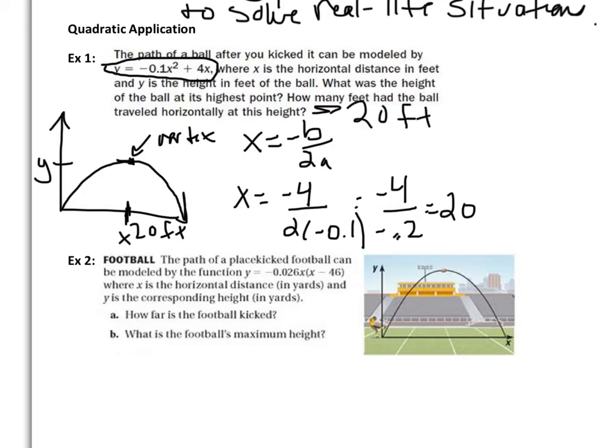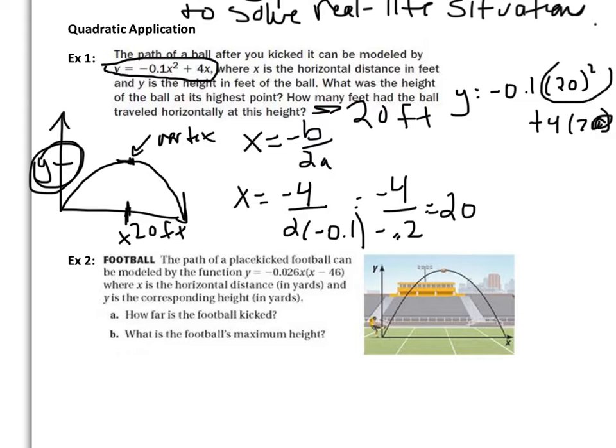Now, what's the height? That has to correspond with that y value, remember? So we have to plug that into our equation. That's going to be y is negative 0.1 times 20 squared, and I think I'm running out of room, unfortunately, plus 4 times 20. So if we simplify that, 20 squared is 400. So I have negative 0.1 times 400. And then 4 times 20 is plus 80, right?